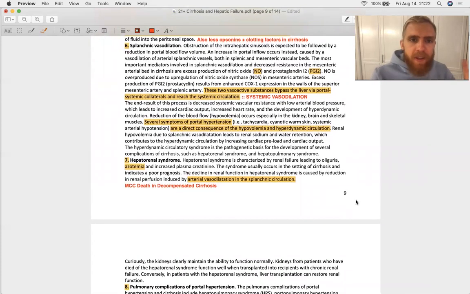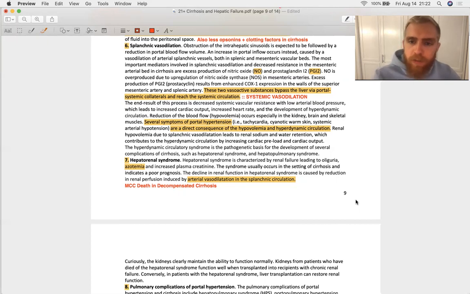So, signs of decompensating cirrhosis. Number 6, splanchnic vasodilation. Splanchnic mesenteric vascular beds. What does it? Nitric oxide and prostaglandin I2. Nitric oxide is overproduced due to upregulation of NOS in mesenteric arteries. Excess production of prostacyclin results from enhanced COX-1 expression in the walls of the SMA and splenic artery.